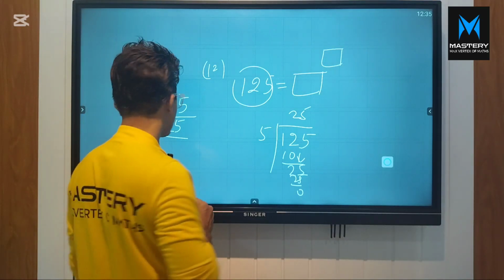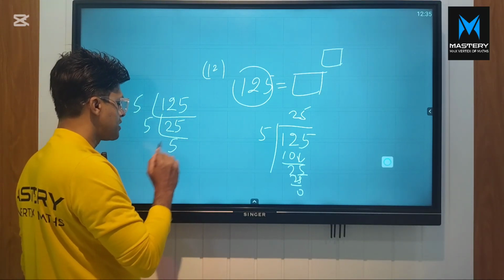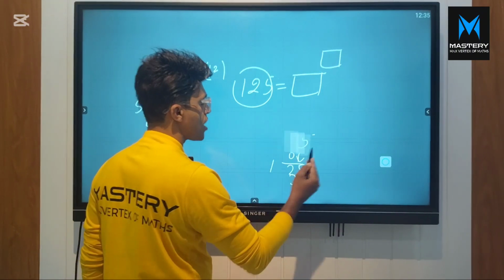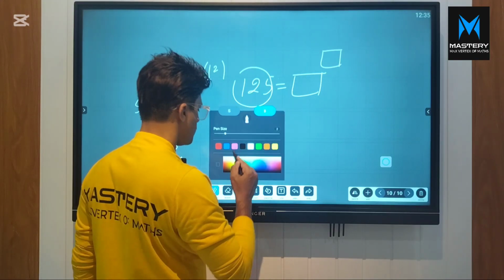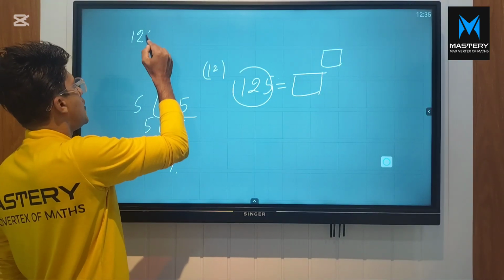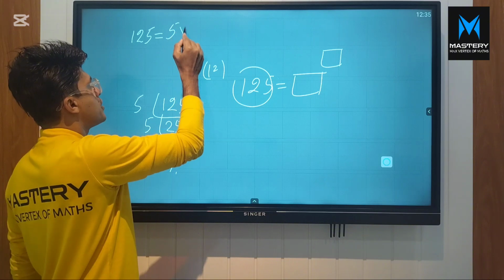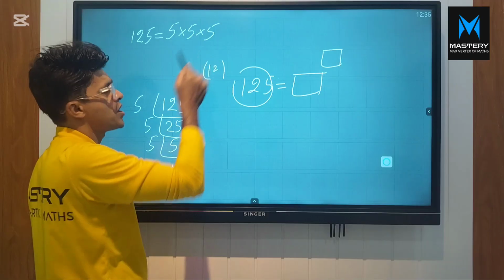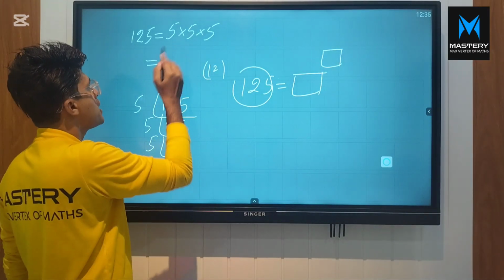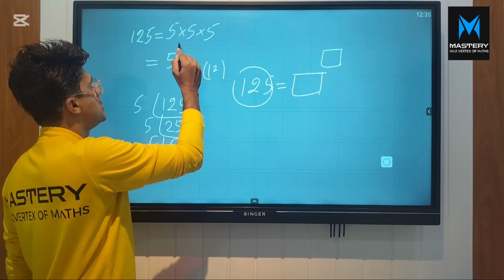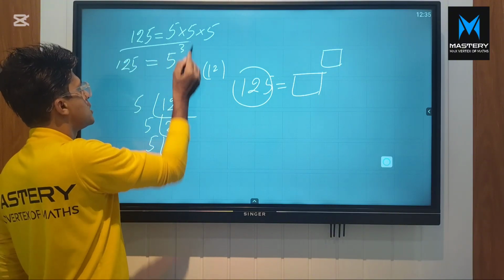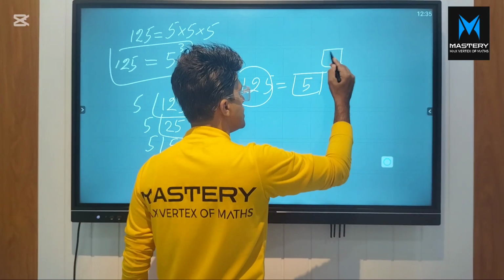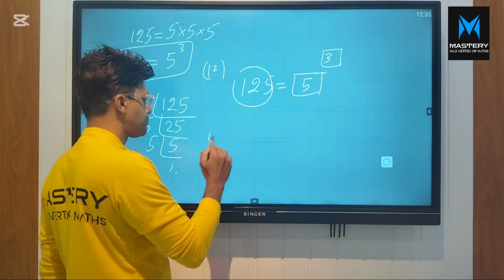Again, this can be divided by 5. Then 25 upon 5 is 5. Then 5 upon 5 is 1. So, we have written 125 as a power of 5. This means 125 equals 5 into 5 into 5. Why? 5 times 5 is 25, 25 times 5 is 125. So 5 into 5 into 5 means 5 to the power 3. So in the blanks, we could write here 5, here 3. This is the base, this is the index.